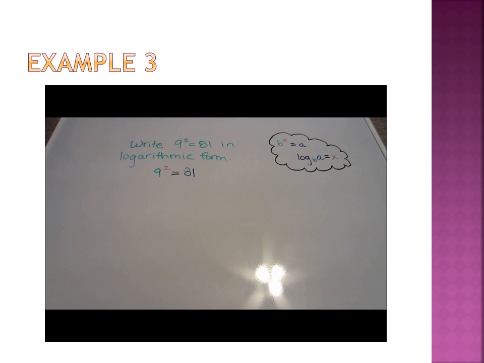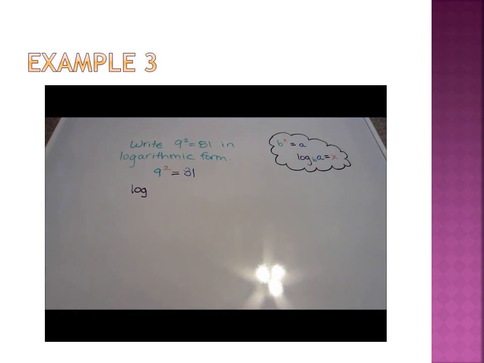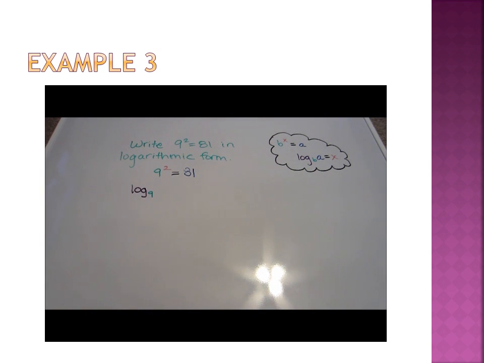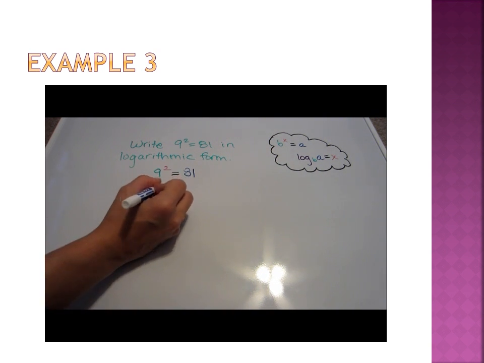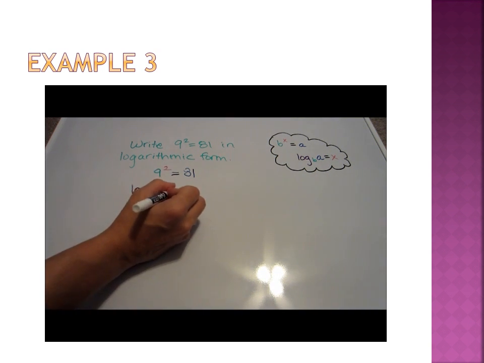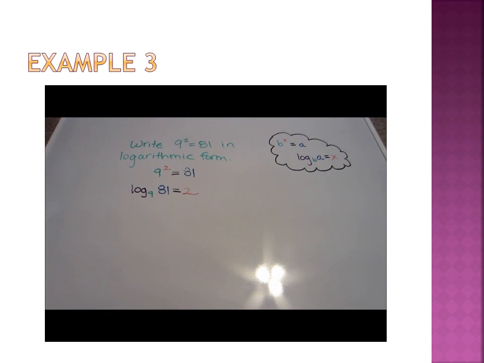Now that we have our colors all set up, we can write it in logarithmic form. We have log of our base 9 of 81, our a, is equal to 2, which is our exponent. So the answer to write 9 squared equals 81 in logarithmic form is log base 9 of 81 is equal to 2.